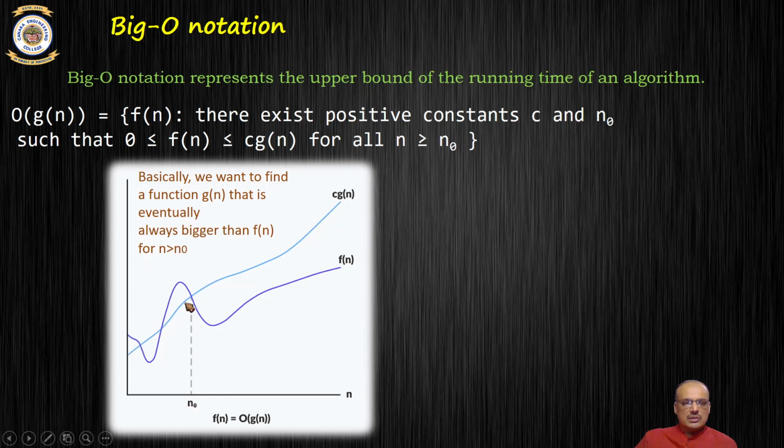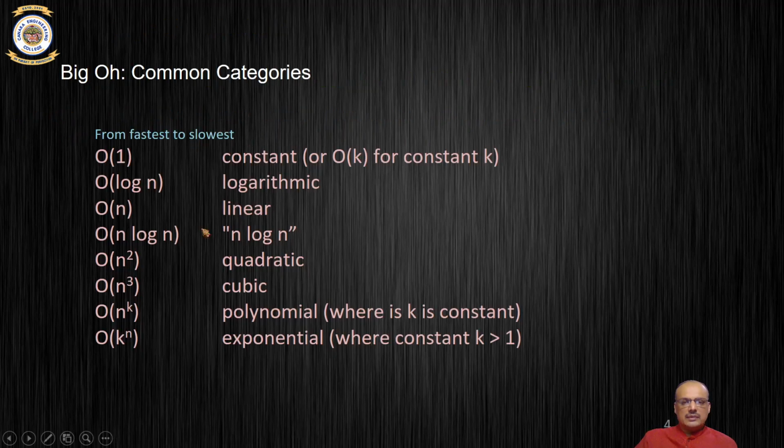Okay, so after n naught, c g of n is always bound to be greater than f of n. Then we say that g of n is the big O of f of n. That is what it means. Let us see some of the common big O categories and list them in terms of their efficiency with respect to time.